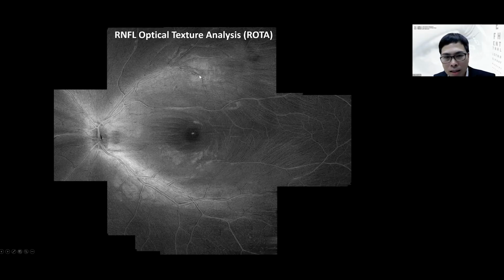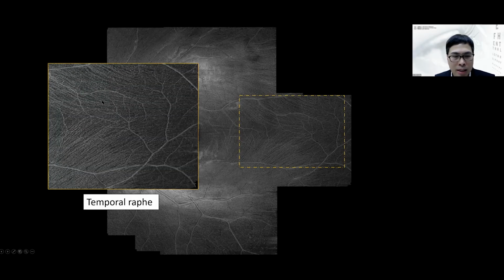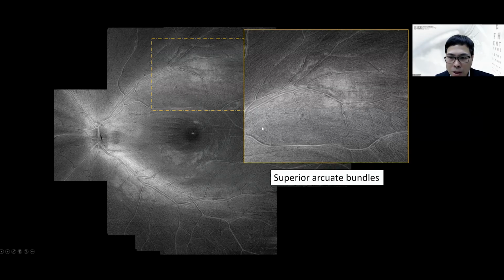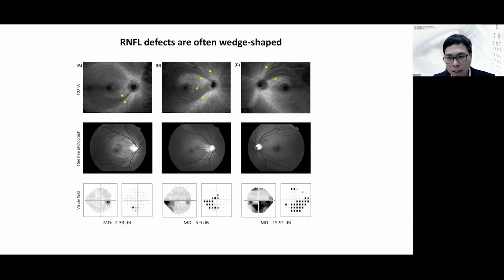Here is a technology we developed. We call this ROTA, or retinal nerve fiber layer optical texture analysis, which provides us a visualization of the individual axonal fiber bundle trajectories. Here we are able to see the temporal raphe. We can see the individual axonal fiber bundles over the temporal raphe at the macula. And here is the superior arcuate bundle, and this is the inferior arcuate bundle.